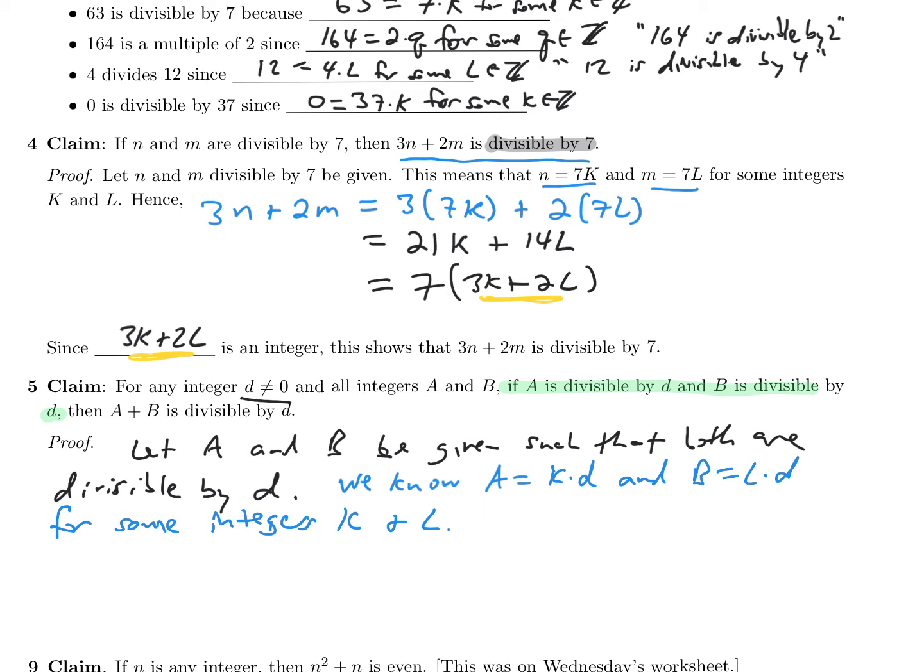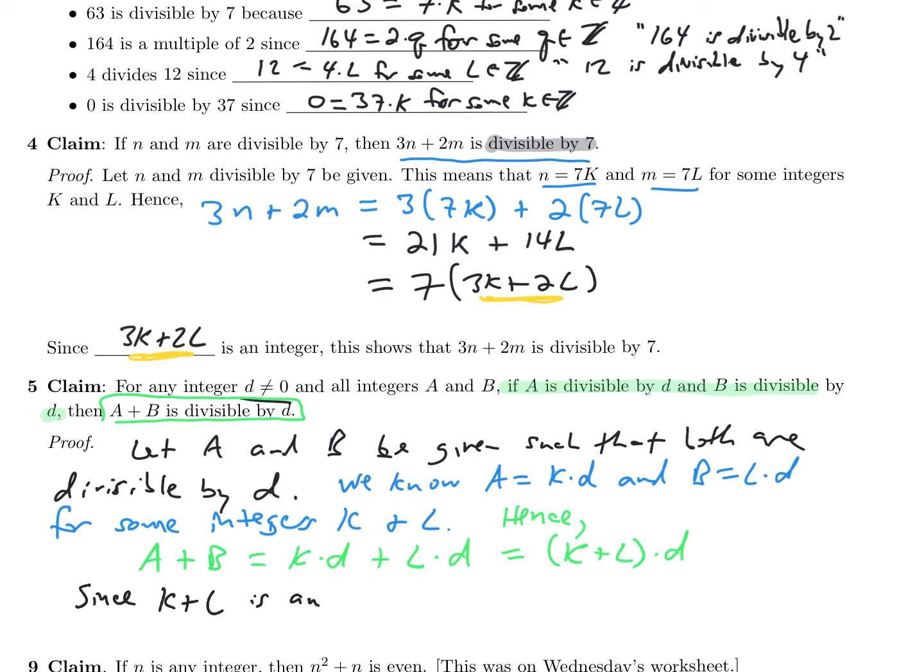Now I'm going to turn my attention to the conclusion. So the conclusion is talking about A plus B. I start off with A plus B equals, so it's very clear that I've now turned my attention to the conclusion. I know that A is K times D and B is L times D. I can see that algebraically a D can be factored out, and the reason that makes sense to do is because I'm trying to conclude here that I have a multiple of D. So since the stuff in parentheses is an integer, this shows that A plus B is divisible by D.